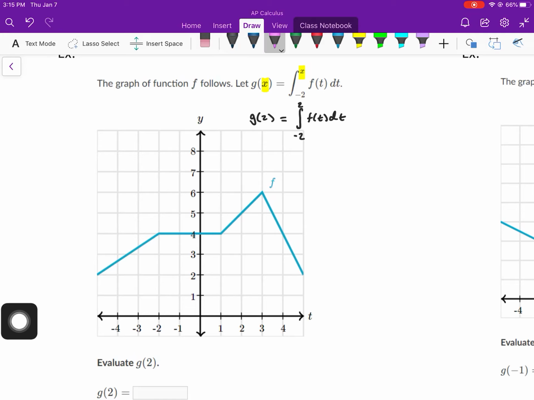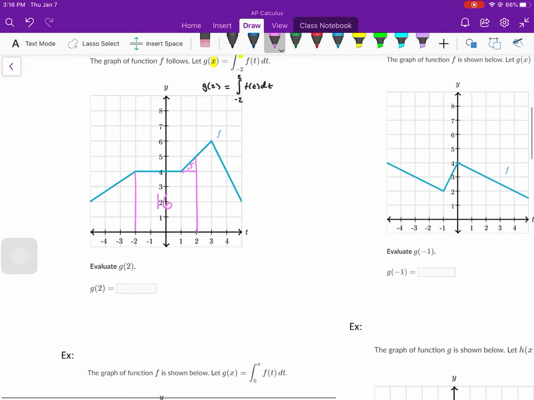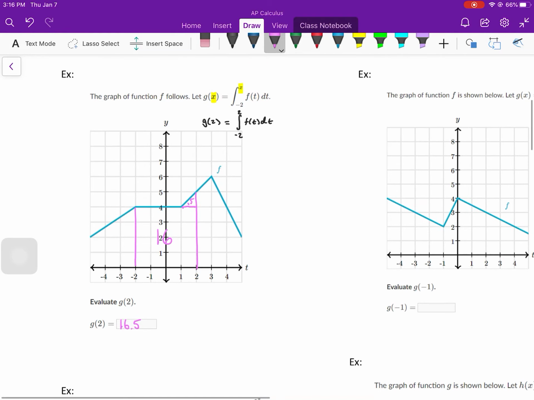So the area under the curve from here to here. And you're going to want to just, kind of like we've done in the past, break this into geometric shapes so we can find the area. So -2 to 2, that's 4 by 4, so that's 16 for the area there. And then 1/2 base times height, that's a 1 by 1 triangle, so we're going to put 0.5 for this little one. That's half, right? 1/2 base times height. So g of 2 is going to be 16.5 if you add those areas together.